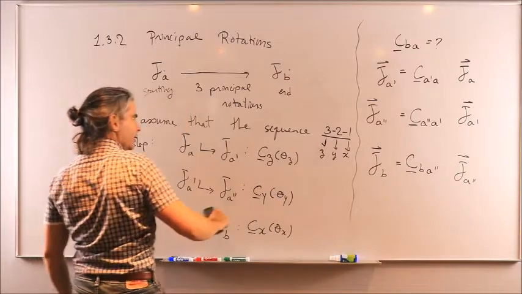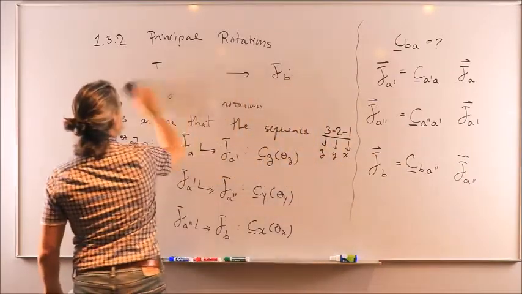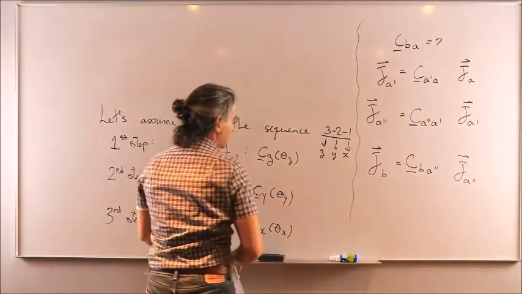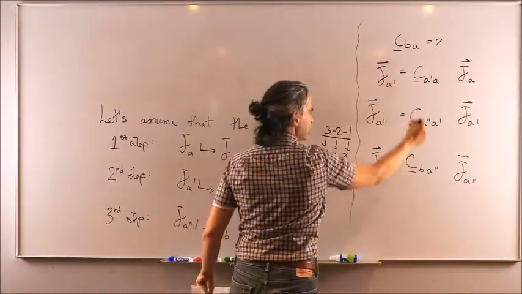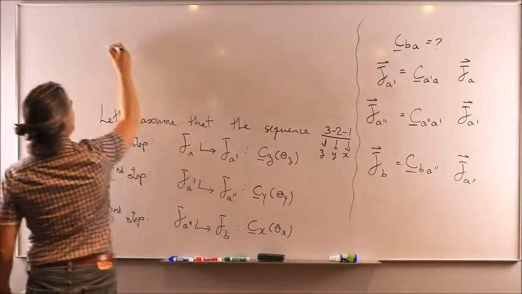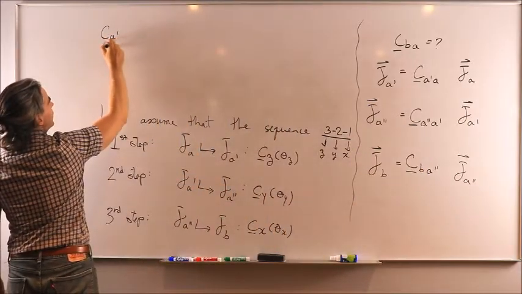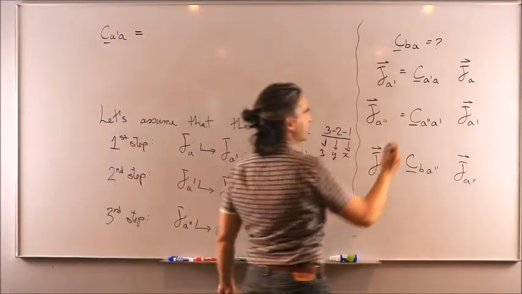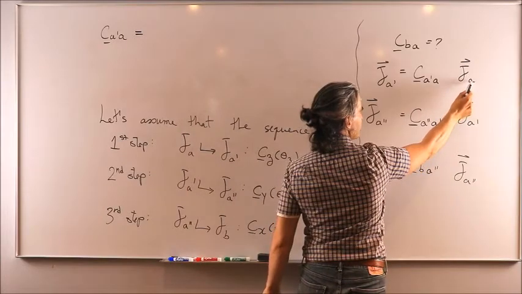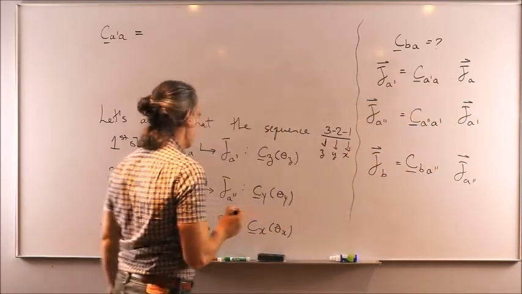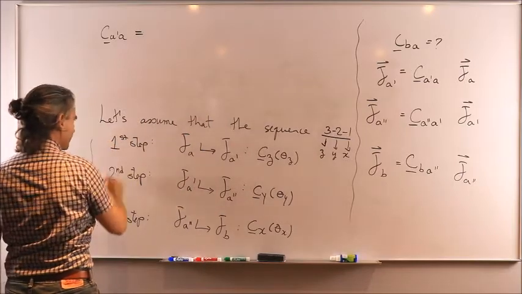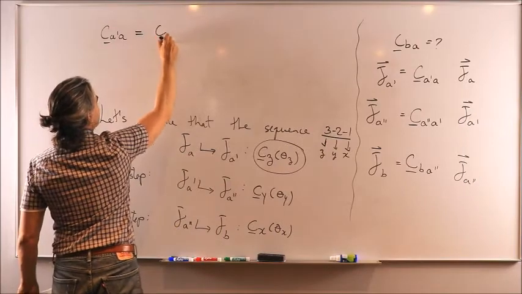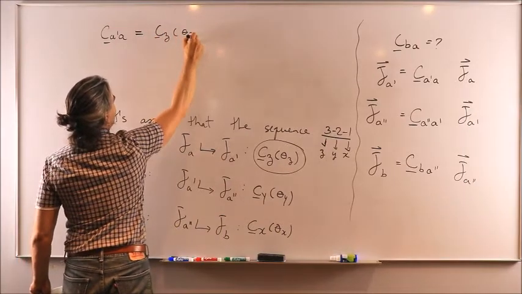Now that you've established and written down these equations, you can just substitute the sequence-specific rotation matrices in here and say that C A prime A, that's the principal rotation that took you from the initial reference frame A all the way to A prime. And according to the sequence here, that was done through CZ. I'm going to say CZ, theta Z.